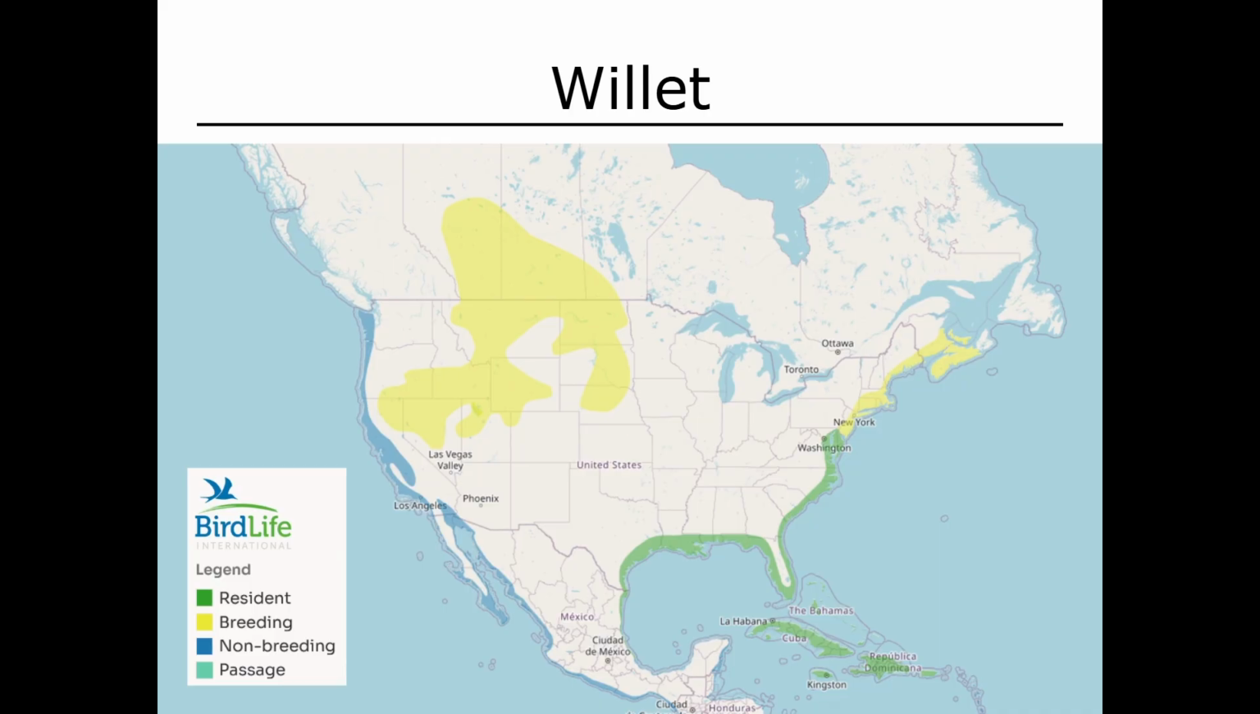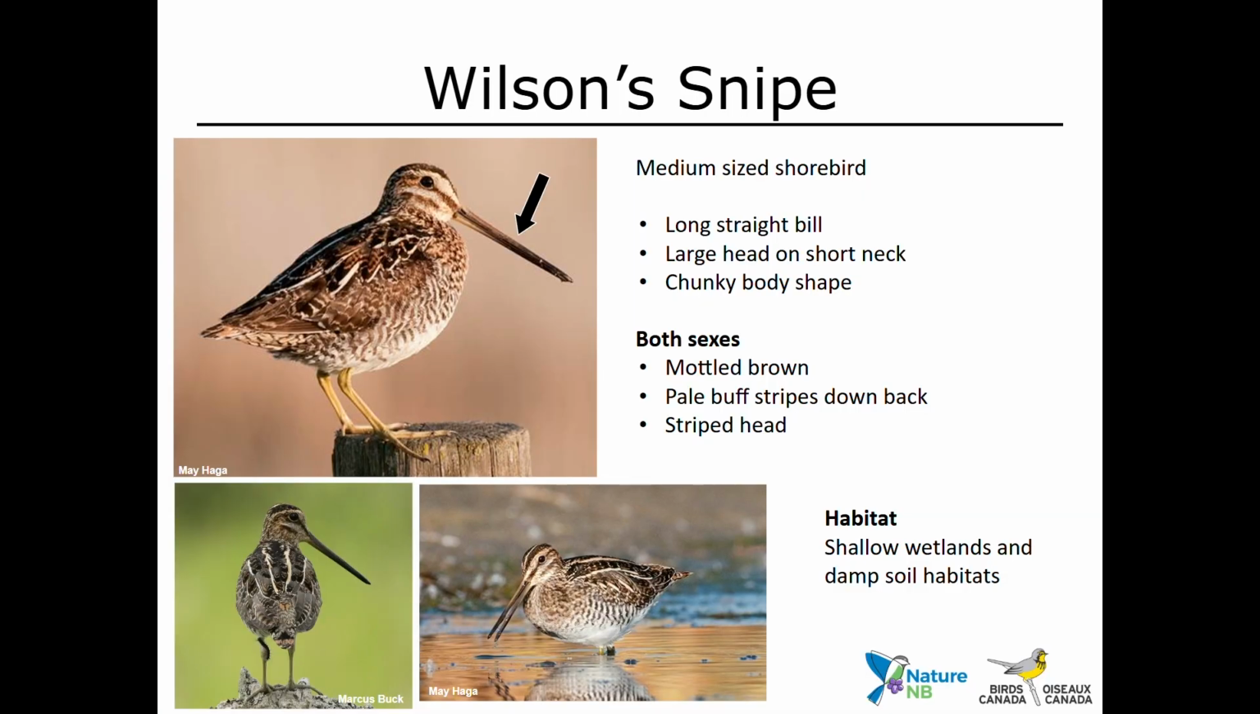Another shorebird that you're likely to encounter in your marsh monitoring surveys is the Wilson snipe. So this is a medium-sized shorebird. It has a really distinctive, very long and straight bill, a large head on a short neck, and a pretty chunky, plump body shape. Both sexes are a mottled brown with pale buff stripes down the back.